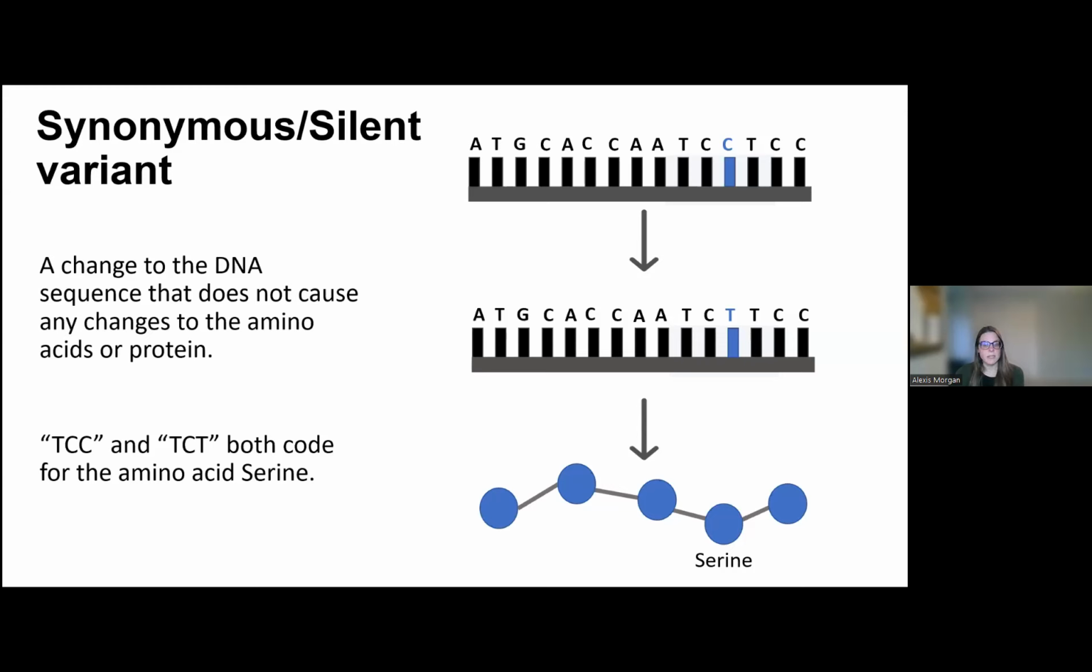These types of variants are not expected to be associated with disease and are generally benign variants. So to summarize, a synonymous or silent variant means there is a change to the DNA sequence, but that change does not impact the protein, and these variants are benign and do not cause disease.